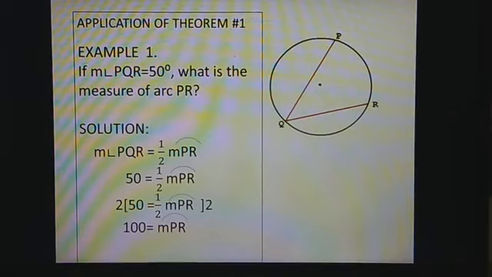Next, let's have another example. The inscribed angle here is angle PQR, and this angle measures 50 degrees. The question is, what is the measure of arc PR? So you need to find the measure of its intercepted arc. Using the relationship, angle PQR is equal to 1/2 of its intercepted arc PR. By substitution, 50 is equal to 1/2 of the measure of arc PR. So multiply both sides by 2 to find the measure of PR, using the multiplication property of equality. Arc PR is equal to 100 degrees.